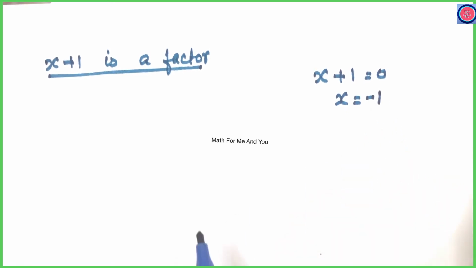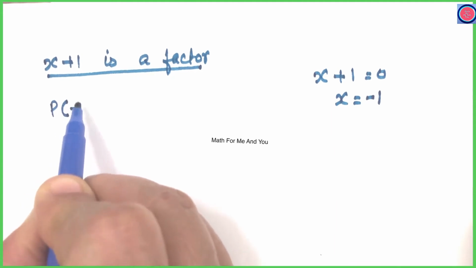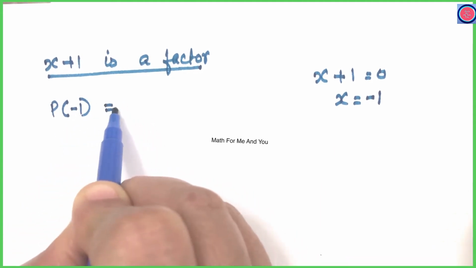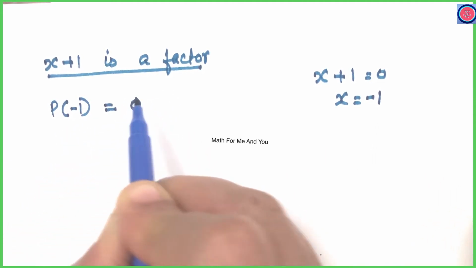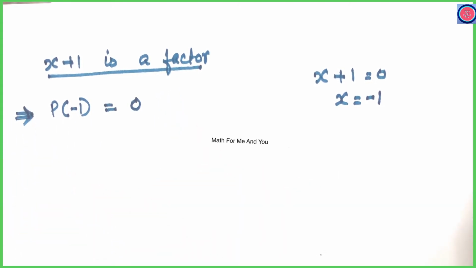If p of x is the polynomial where we are going to check whether x plus 1 is a factor or not, we substitute this value for x. Then we get p of minus 1. This is the remainder. And if it is 0, we say x plus 1 is a factor of that polynomial. If we get p of minus 1 as any other number, that means x plus 1 is not a factor. So we can start from the first polynomial.